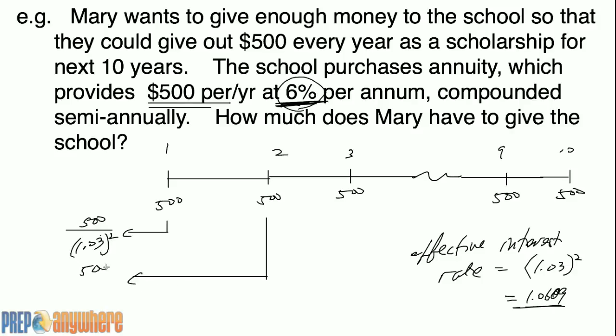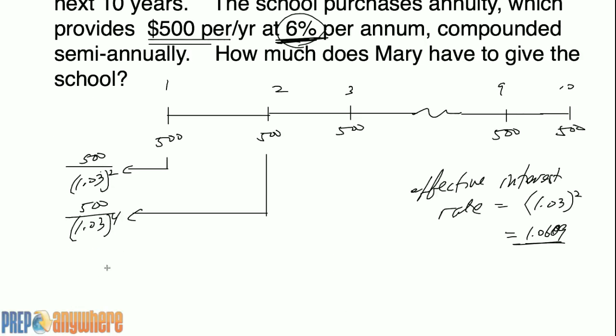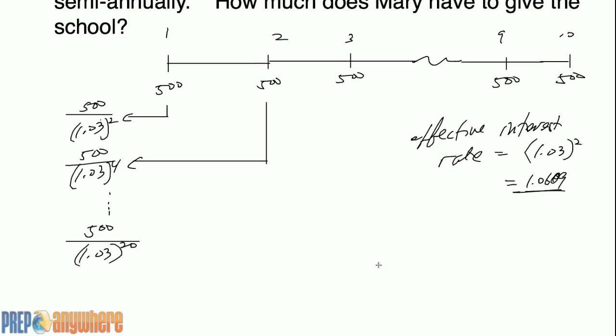This is actually presently going to be worth this, power of 4 now. Continue this pattern. 20, right? So that's how much Mary needs to give to the school. Okay, so let's figure that out. So the final sum is, let's call it A. So A is 500 over 1.03 squared.